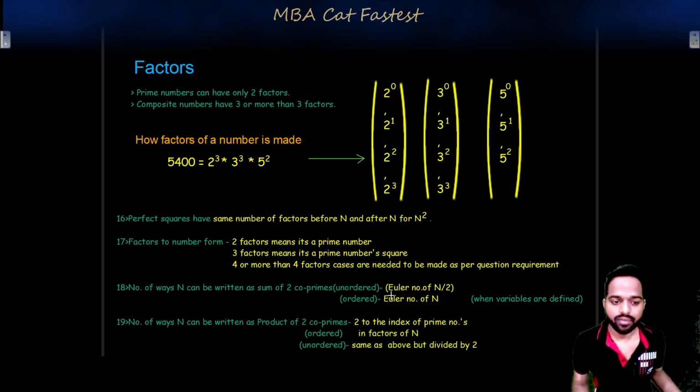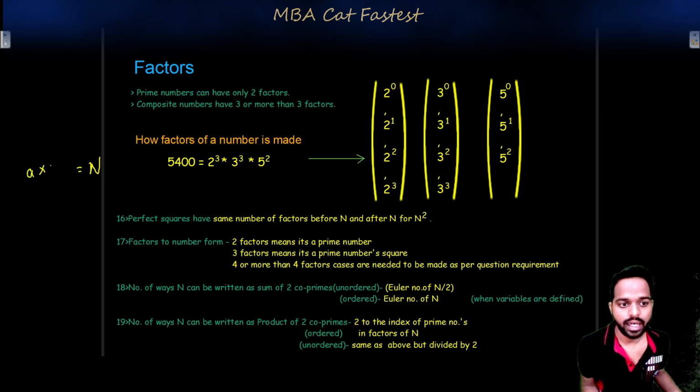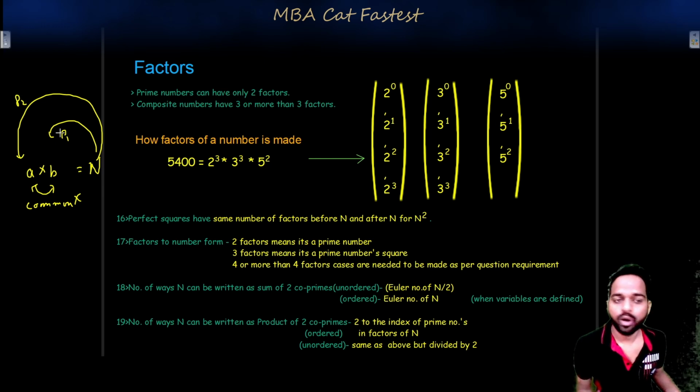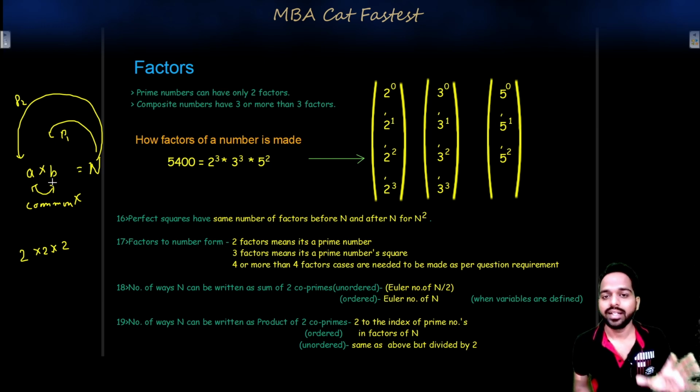Now moving ahead, what if the question asks for the number of ways n can be written as a product of two coprimes? If the number n has to be written as a product of two coprimes A and B, what does this mean? This means that they have nothing in common. Which means if n is made up of P1, P2 and so on, the whole power of a prime goes either in A or in B. So P1, P2, or any power of a prime will have two options to go. P1 will have two options, P2 will have two options, P3 will have two options. And remember, if it can go here, it can go here. We are talking about the case in which it is ordered.